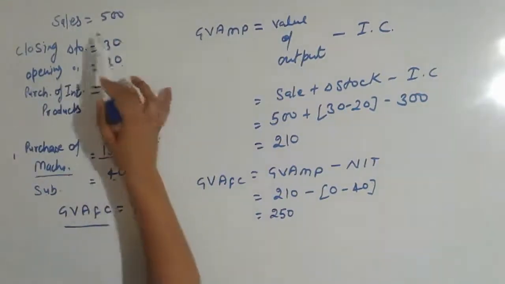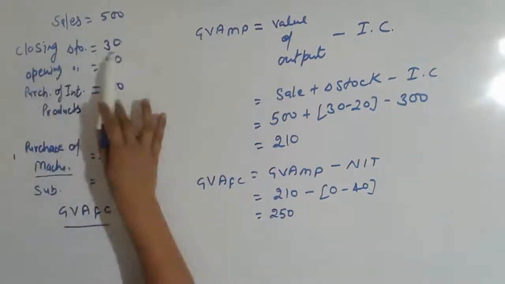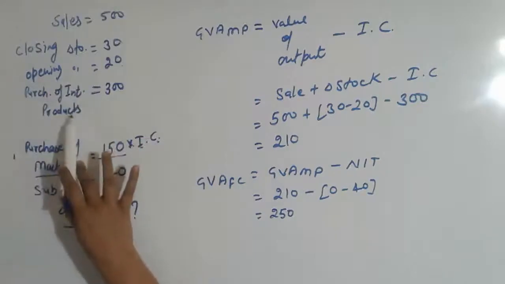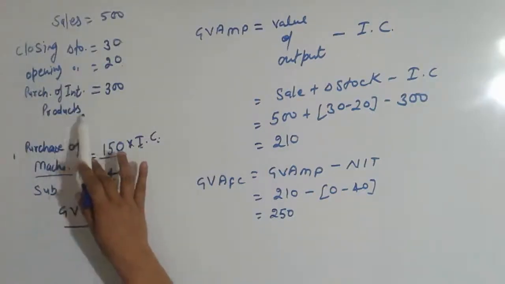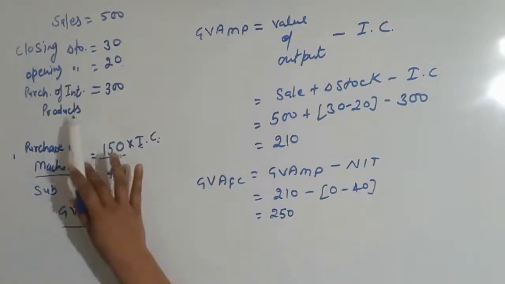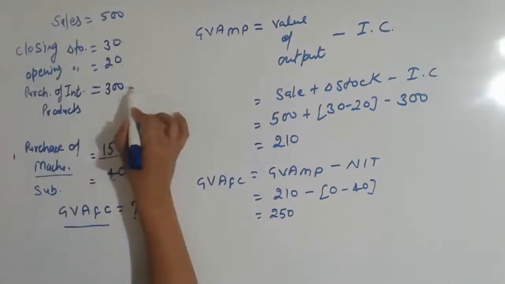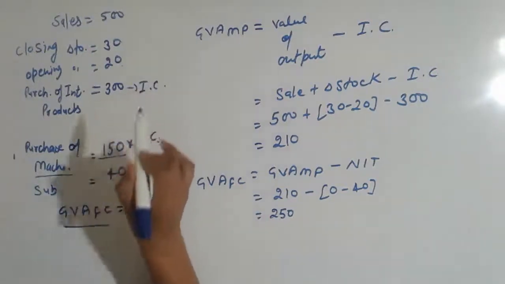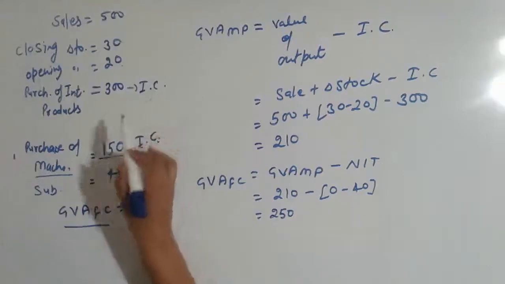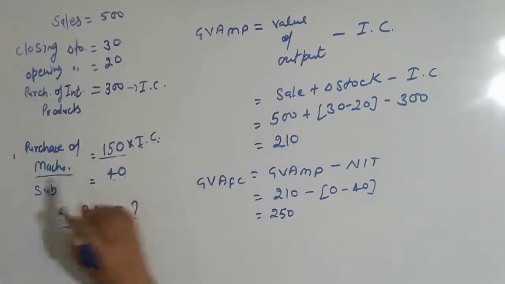In this example we are given sales equal to 500, closing stock 30, opening stock 20, purchase of intermediate product. Intermediate product means it's the raw material, it's the intermediate cost, intermediate consumption to produce goods.